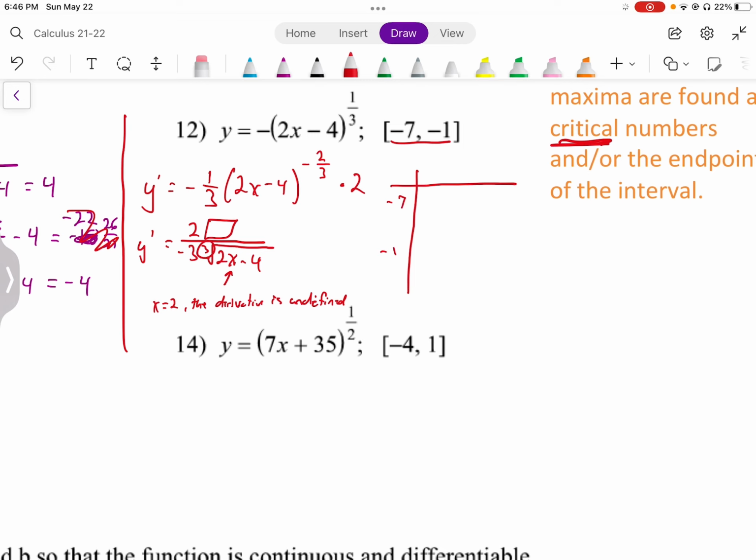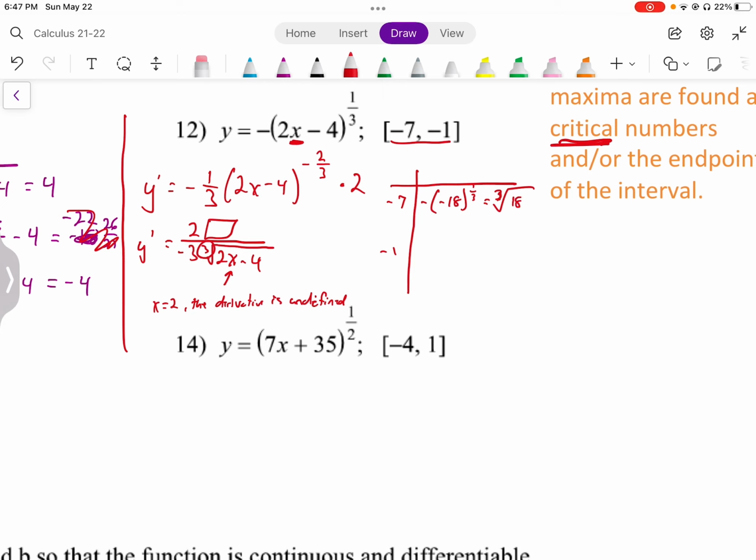Plugging in negative 7, put 7 in there, so that's negative 14 minus 4, which is negative 18, to the 1/3. Well, the cube root of a negative is negative, so we'll have a negative negative, which is positive, and we can just say this is 3 times the cube root of 18.